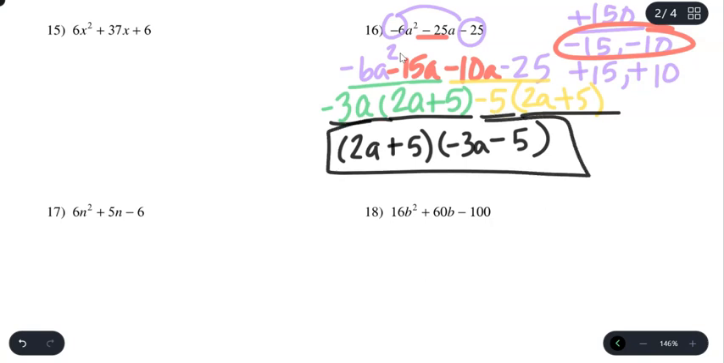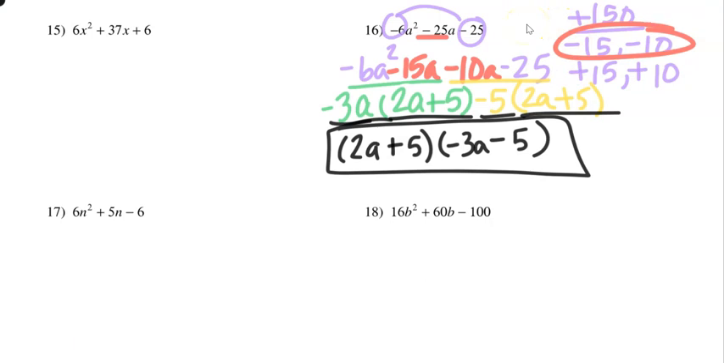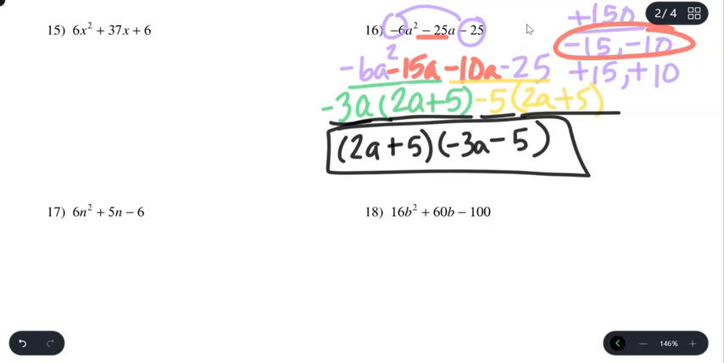So this is the same thing that we just did. I rushed through it a little bit, but as you can see, it doesn't matter if the lead term's a negative or not. Before you go through the AC method, always look at your terms and see if there is a common factor first. So let's look at 18.